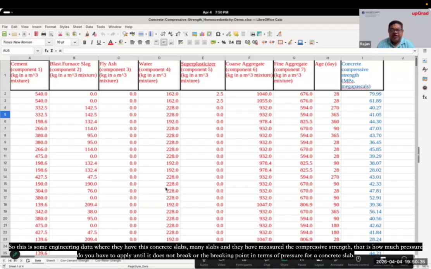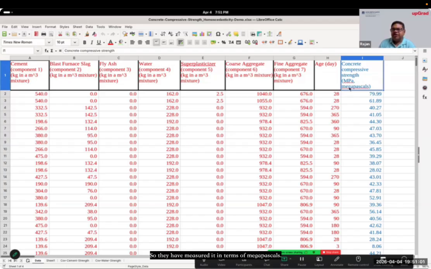This is again data that's available from the University of California, Irvine data set. This is usually some engineering data, where they have concrete slabs. Many terms we use to define binary categories are used without any meaning attached: we don't attach any meaning to success or failure. These are just the two complementary classes. For a concrete slab, they measured compressive strength, that is how much pressure you have to apply until it breaks, in terms of megapascals.